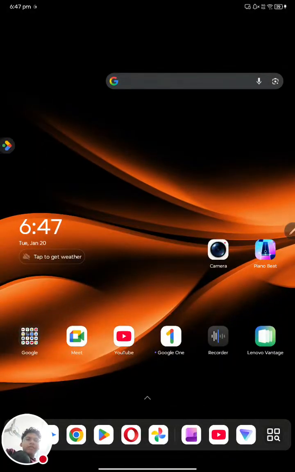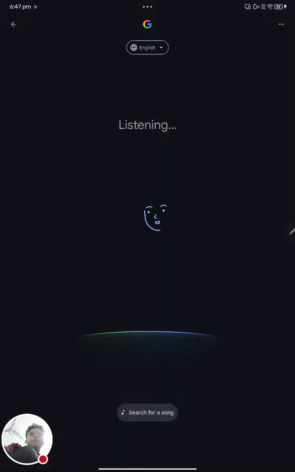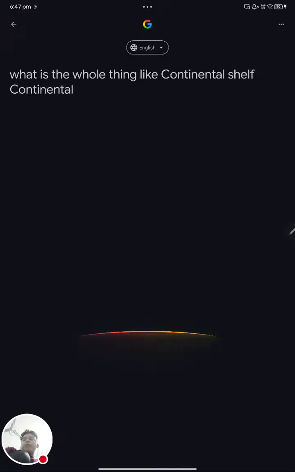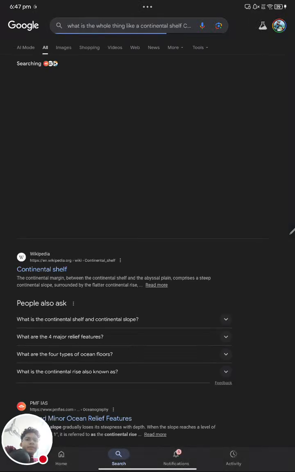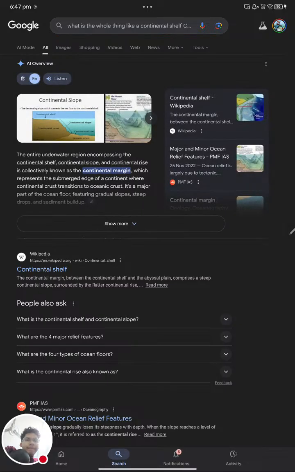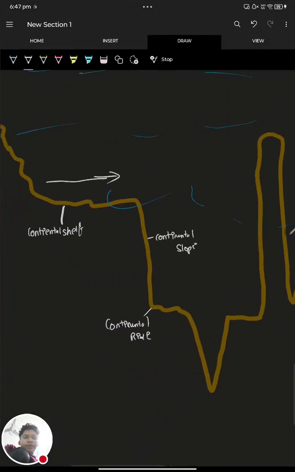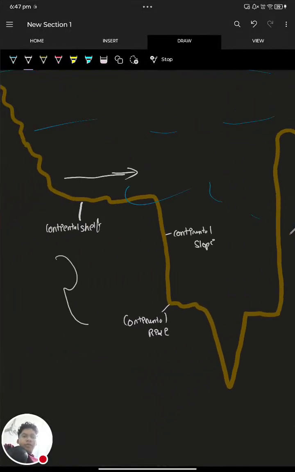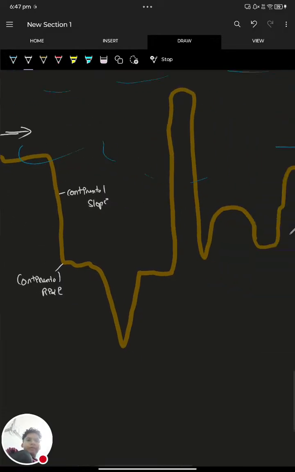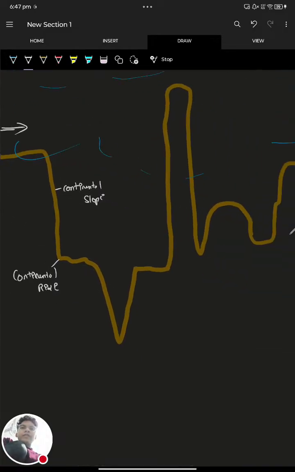Wait, this whole thing is called something. What is the whole thing, continental shelf, continental slope, continental rise, called? Continental margin. This whole thing is called the continental margin.